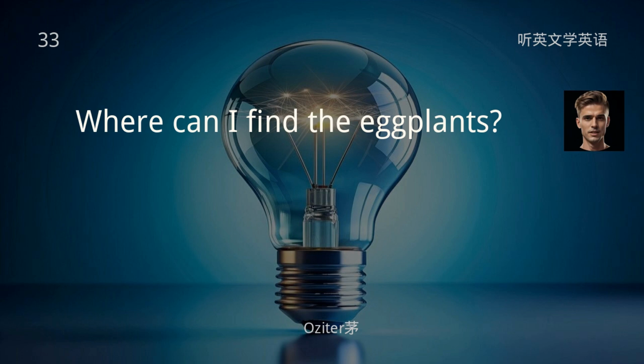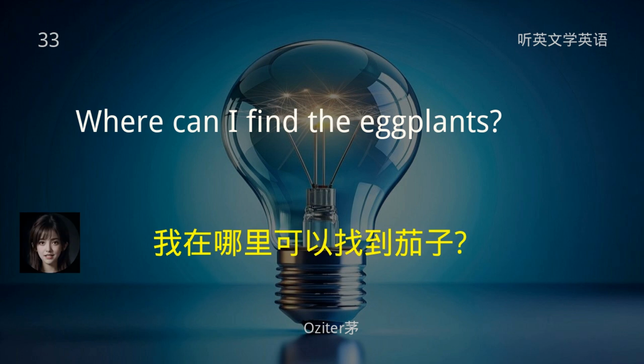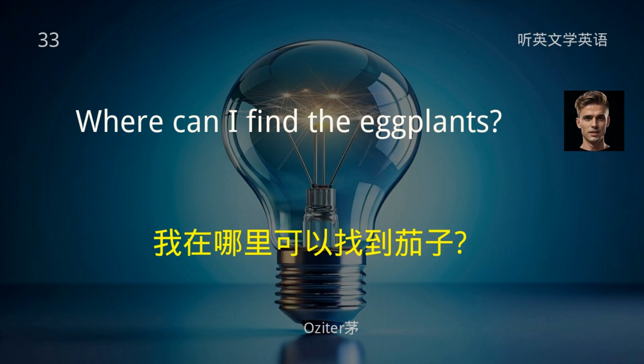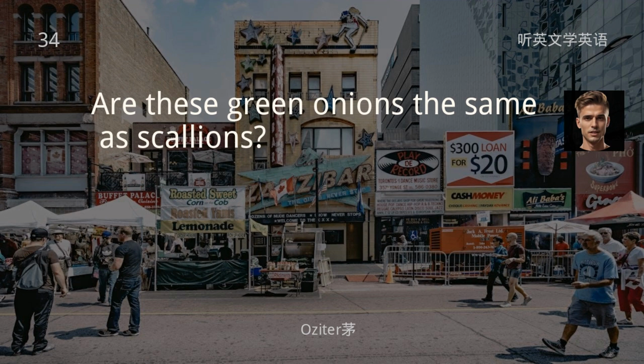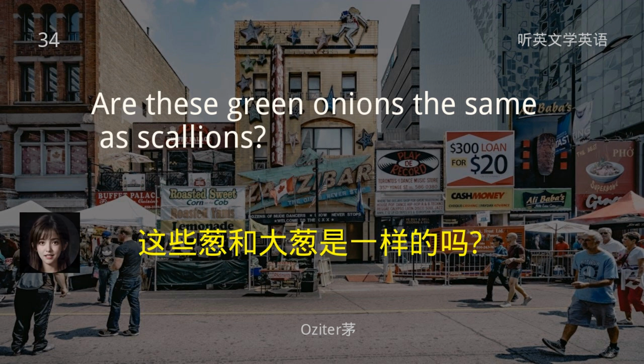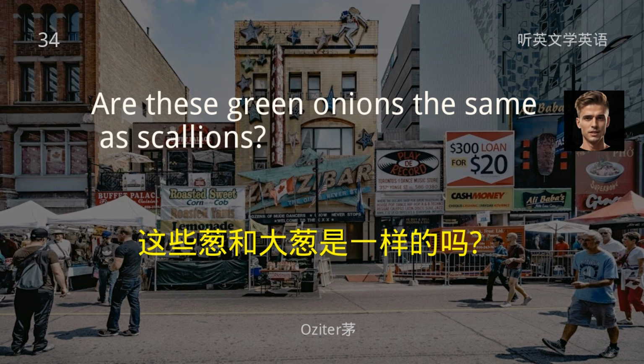Where can I find the eggplants? 我在哪里可以找到茄子？ Where can I find the eggplants? Are these green onions the same as scallions? 这些葱和大葱是一样的吗？ Are these green onions the same as scallions?